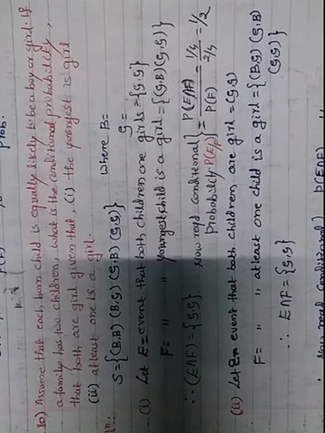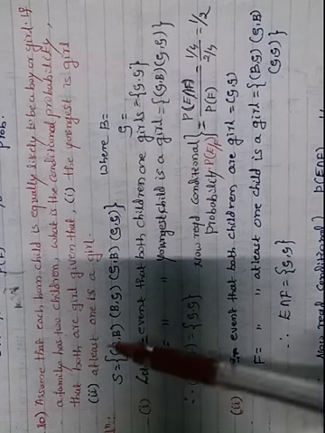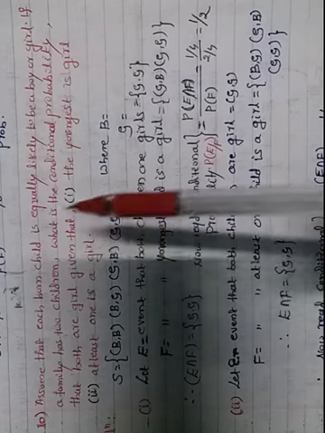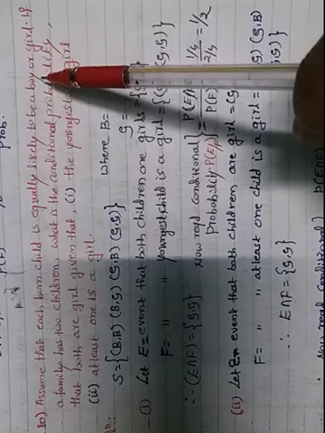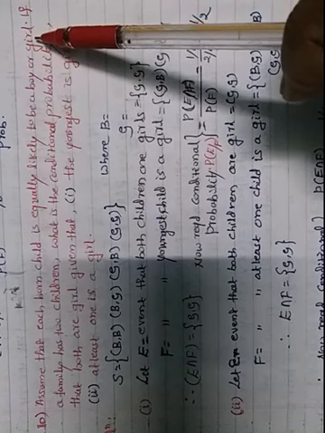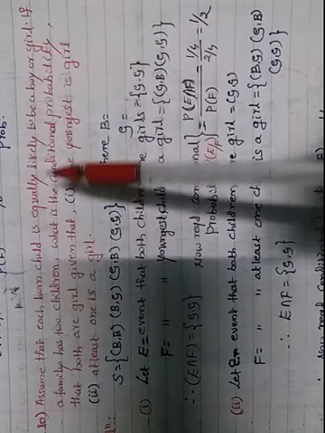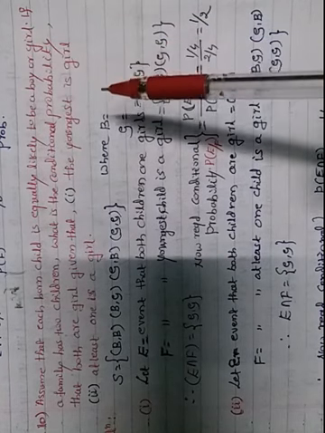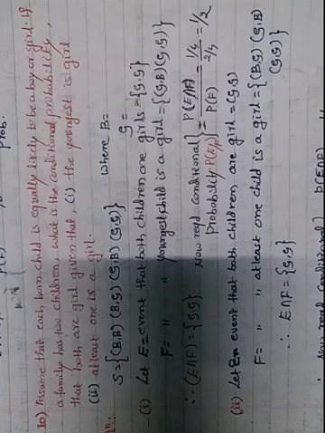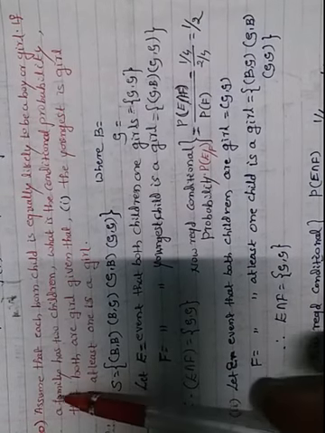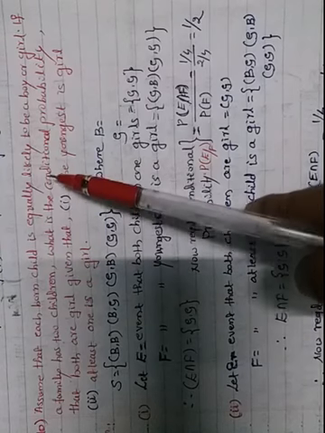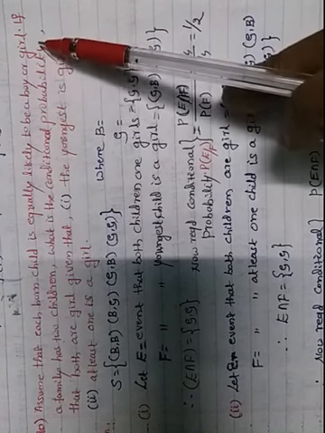Listen very carefully. The 10th question states: assume that each born child is equally likely to be a boy or a girl. Friends, you cannot predict whether a born child will be a girl or a boy, but here it states that each born child is equally likely to be a boy or a girl.